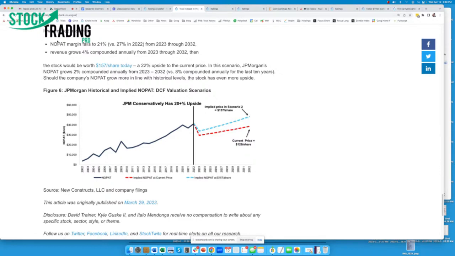And when you look at it, and we'll detail it even more, our forecast suggests that the net operating profit after tax margin falls to 21%. And by the way, it was 27% last year. And they only grow revenue at 4% compounded annually for the next 10 years. That means the stock is worth $157 today. And in that scenario, their profits grow 2% compounded annually over the next 10 years versus the 8% that it's actually done for the last 10 years. So even though we're showing 20% upside here, it's a very conservative outlook.